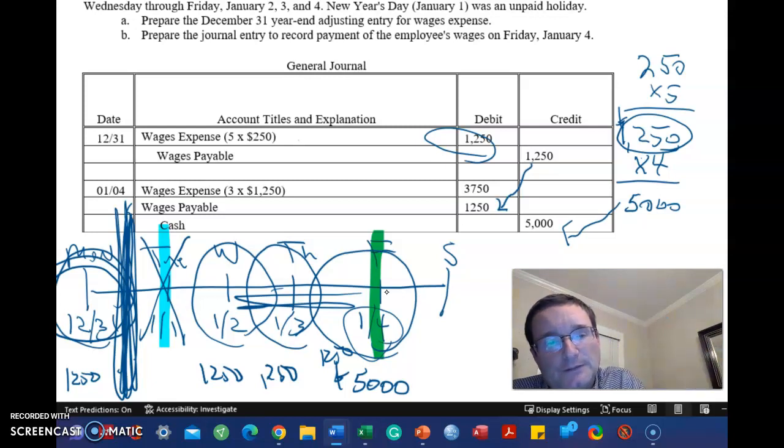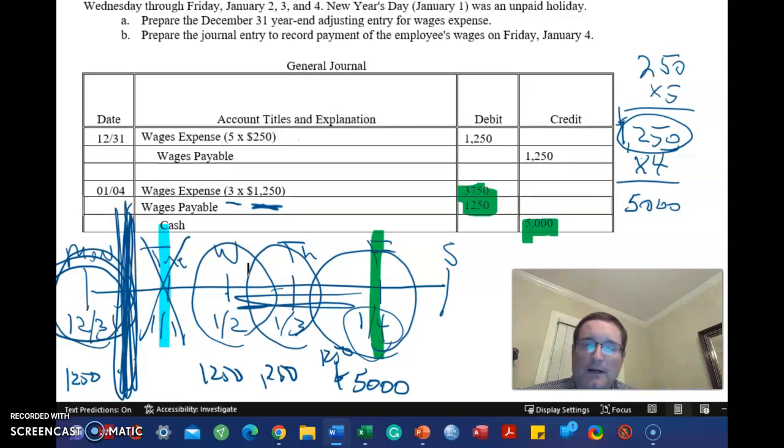And then we've got 3 days. 1, 2, 3, 3 at $1,250 each day. 3 days times $1,250 is $3,750. And these two debits add up to equal $5,000. Okay? So our debits and our credits equal each other. They're both $5,000. So we're in balance. That's good. And that's how that works.